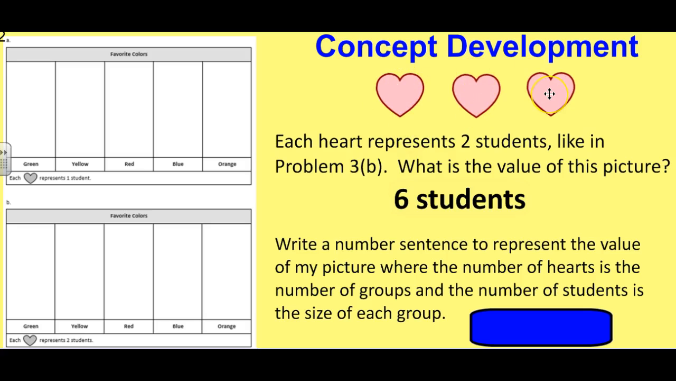Here's 2, 4, 6. And now underneath where you wrote 6 students, I want you to write a number sentence or a number equation to represent the value of my picture, where the number of hearts is the number of groups and the number of students is the size of each group. So if you've got 3 hearts, then that's how many groups you have. And since a heart represents 2 students, in each group you have 2. So what equation would you write to go with this group of hearts and make sure that it's equal to 6? Get that written on your paper as well and push play when you're ready to check that.